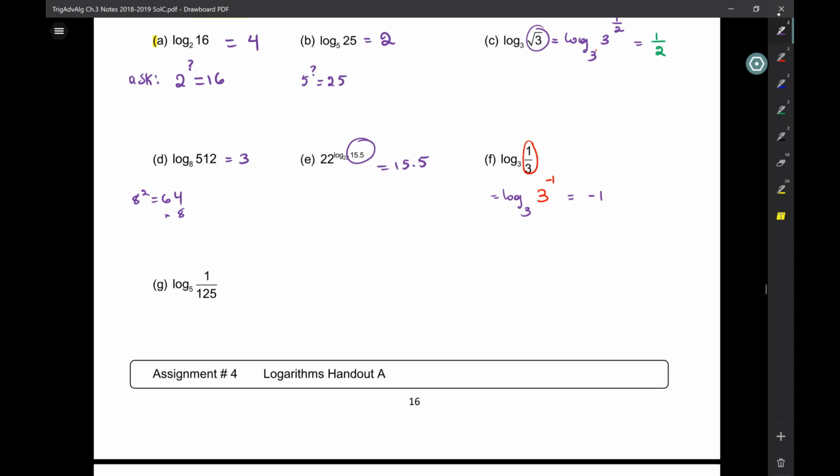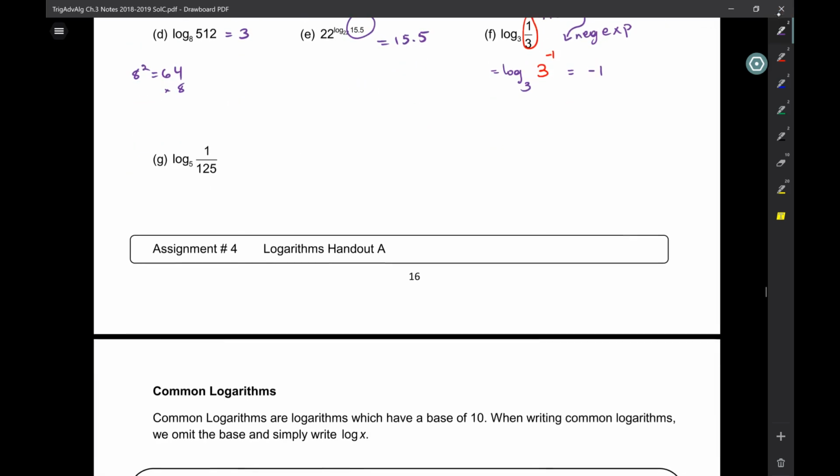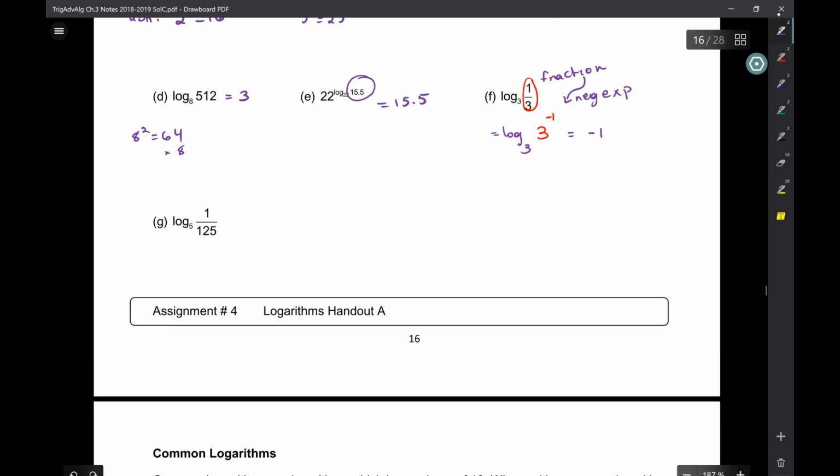Interesting. So that's the trick. When you have a fraction, you can convert it to a negative exponent. So for this one, here's what we're going to do. I had a base of 3, a whole number, and then I had a fraction here. And how did we go from a whole number to a fraction? It was a negative exponent, correct?